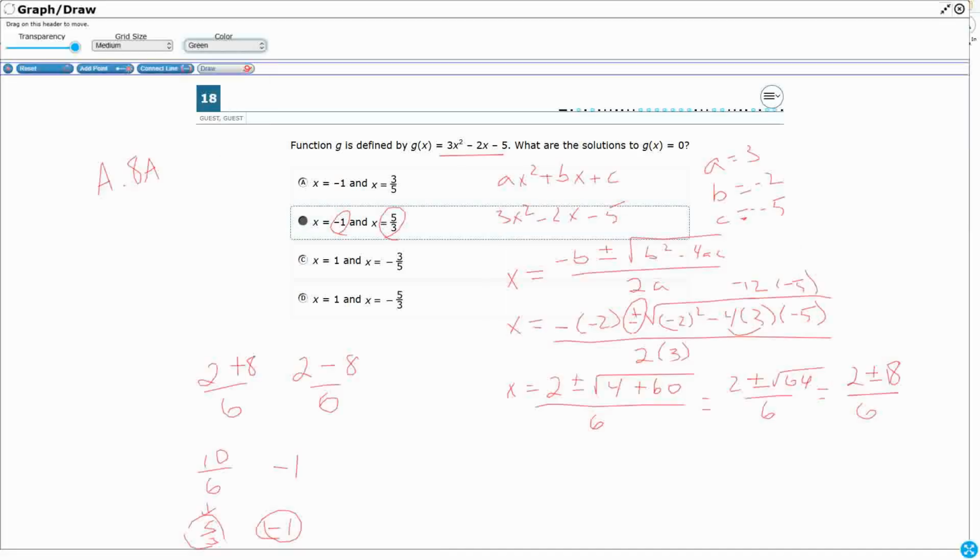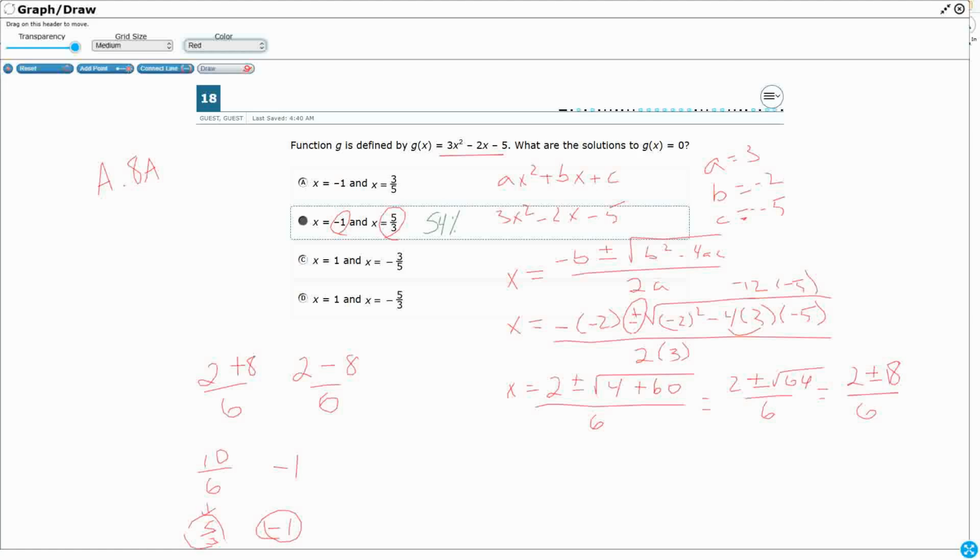Now we could have factored it. We could have gotten the same answers. So there's always a few different ways. We could have even completed the square if we wanted to. So for this, we had 54% of our students complete that correctly, get the correct answer.